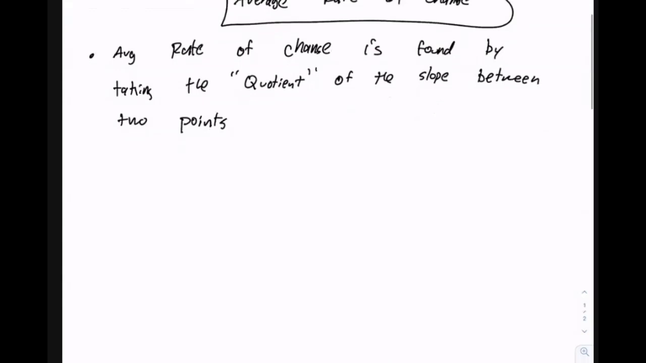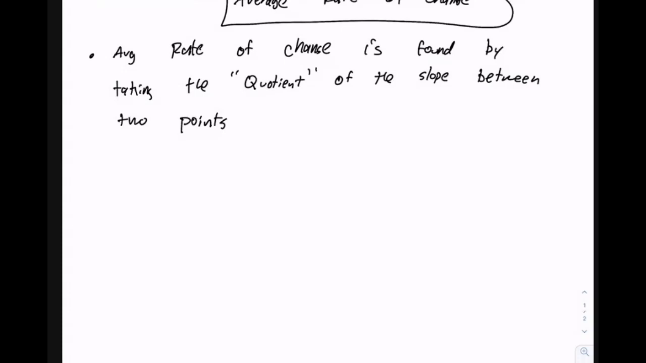I know it's not perfectly worded, but this idea of the quotient, how do you show your work? Did you show the quotient? I'm going to say that. Did you show the quotient? This quotient is basically the slope between 2 points.